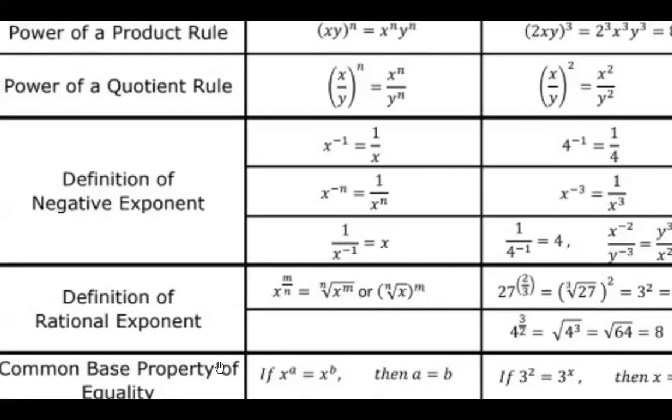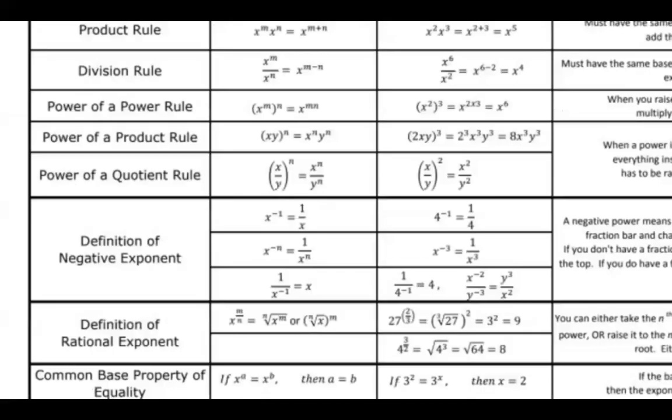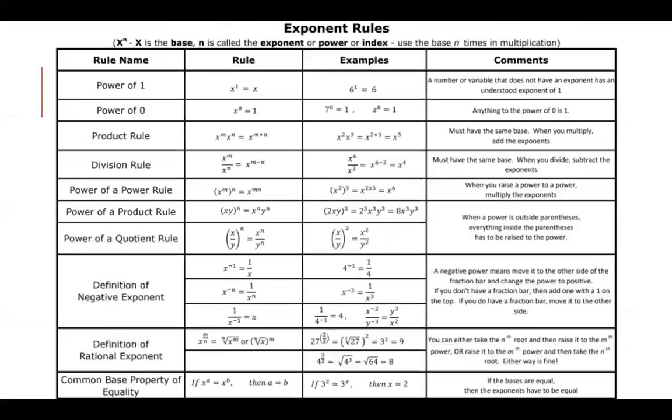Last property was common base, which we talked about last week in our 3A.1 notes, is that if the bases are the same, then to solve, all you're doing is taking the powers and setting them equal to each other. If the bases are the same, all you have to do is take the powers and set them equal to one another. All right. So these are all of our rules that we're going to be using.